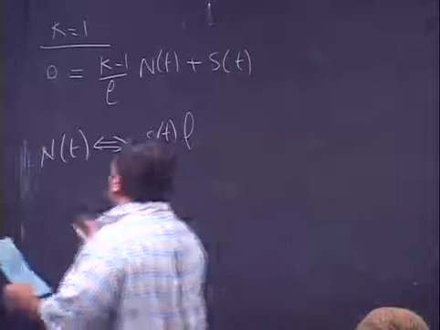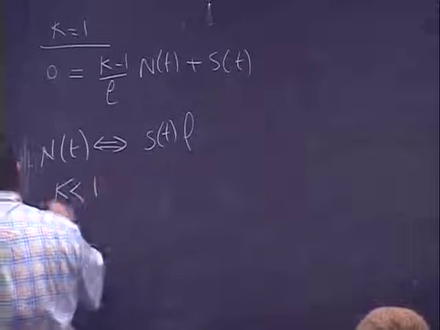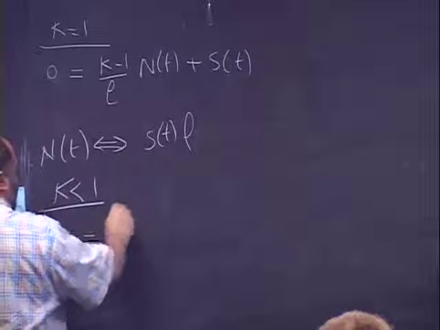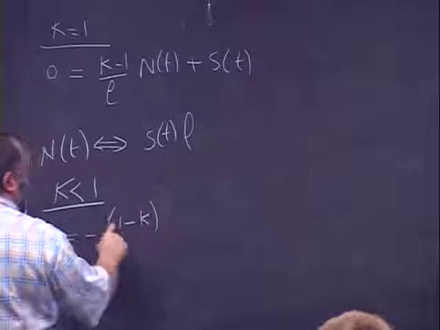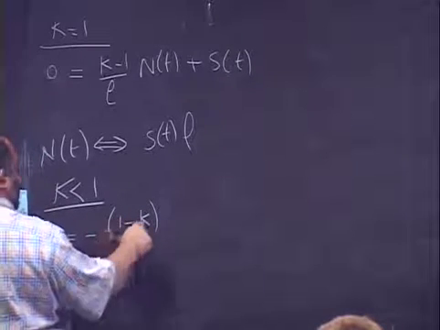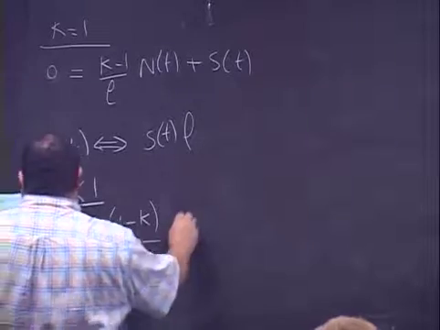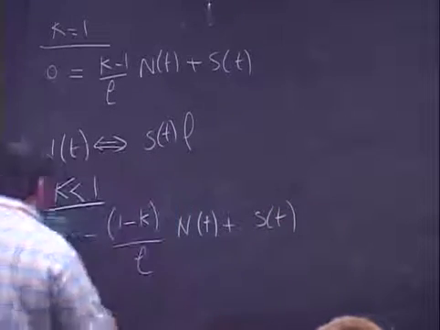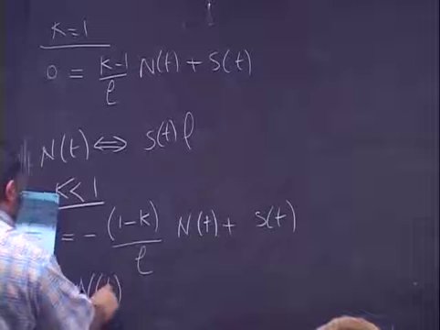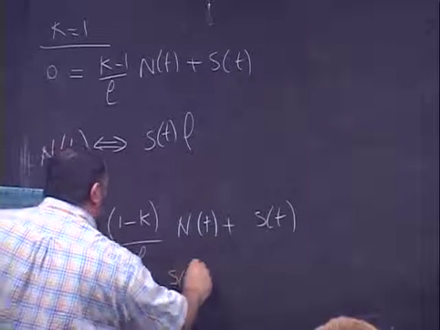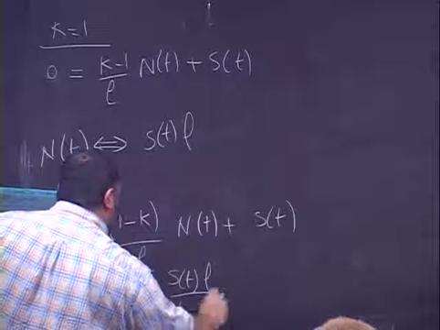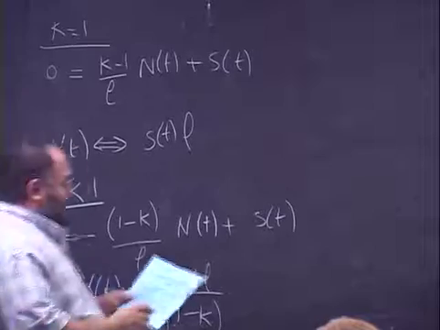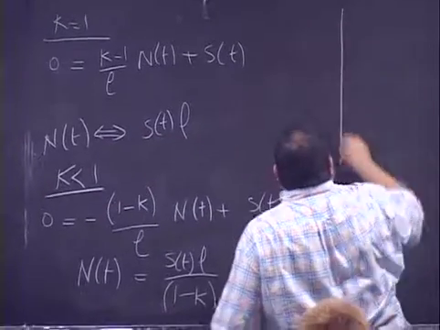Then let's say we assume that k is less than 1, and also steady state. In this case, I can replace k minus 1 by minus (1 minus k), divided by L, multiplied by n of t, plus S of t. And in this case I will arrive at n of t equal to S of t multiplied by L, divided by (1 minus k), and this is called the asymptotic solution. What do we mean by all of this? We mean the following.